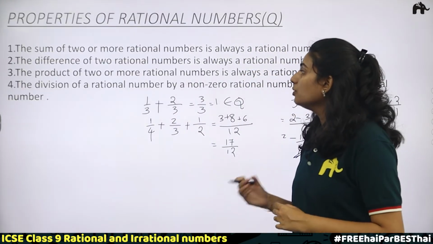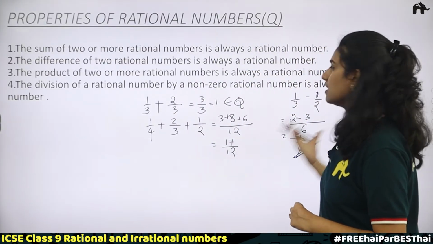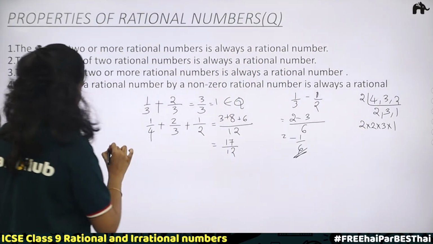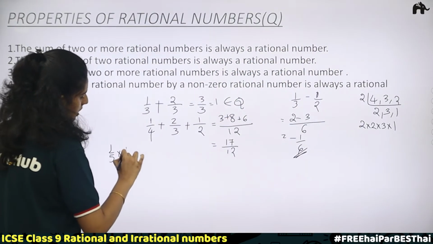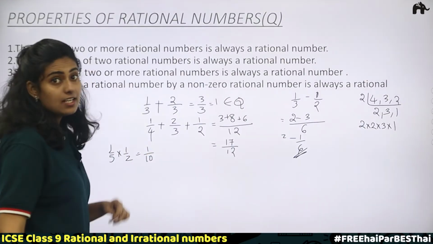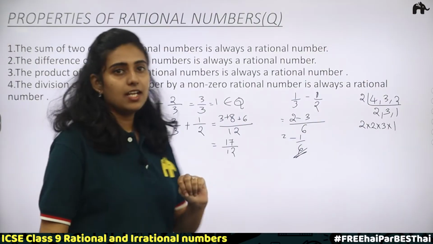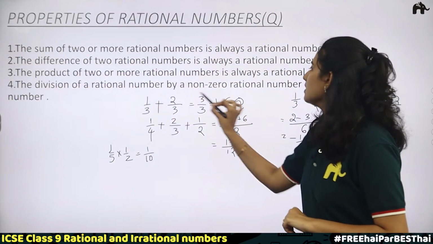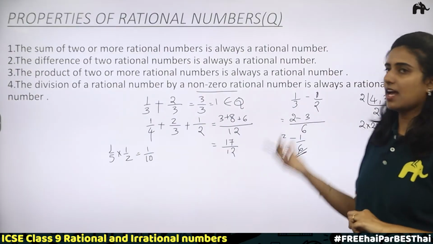The product of two or more rational numbers is always a rational number. If you take two rational numbers, for example, 1 by 5 into 1 by 2. When you take the product, you will be getting 1 by 10, which is again a rational number. Okay. Next point, the division of a rational number by a non-zero rational number is always a rational number.